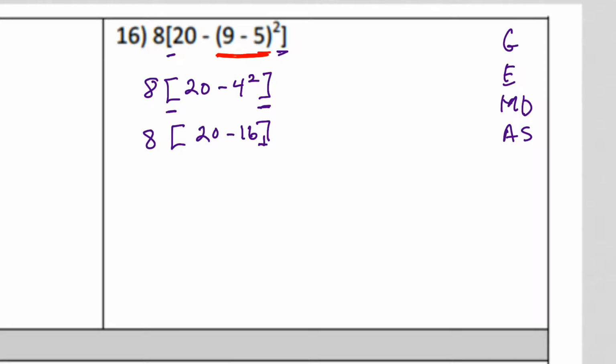Okay, now, do the next part. Subtract what's inside those brackets. So 8 times 20 minus 16 is 4. Let's do it this way.